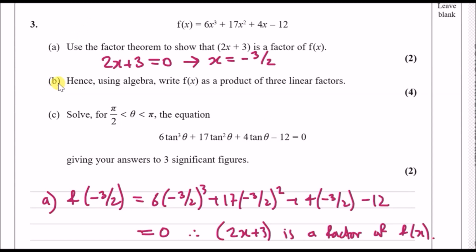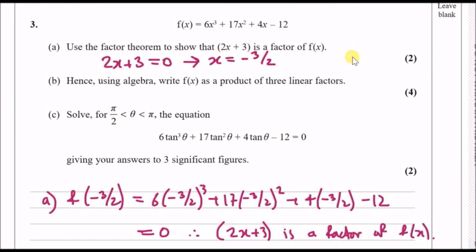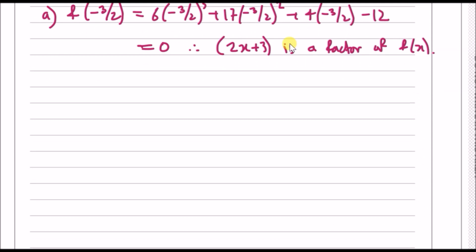Now looking at B, it says, hence, using algebra, write f(x) as a product of three linear factors, given that we already have one factor. So essentially, guys, we have a cubic equation and we need to break it down into three different brackets, yeah? Now, the easy way to do this, because we know 2x plus 3 is a factor, we could just use long division. So let's try it out here, yeah?